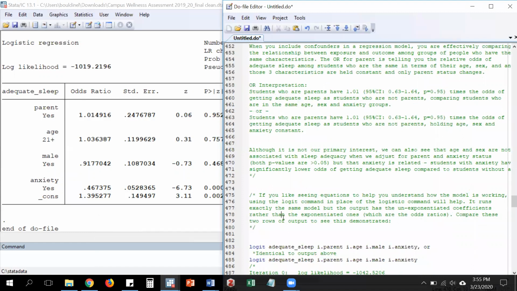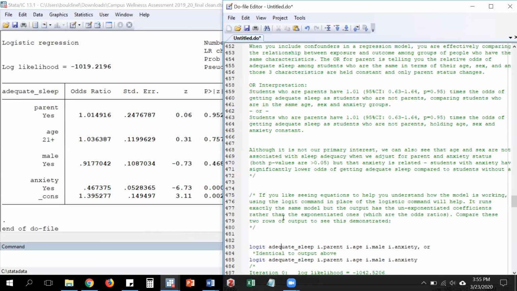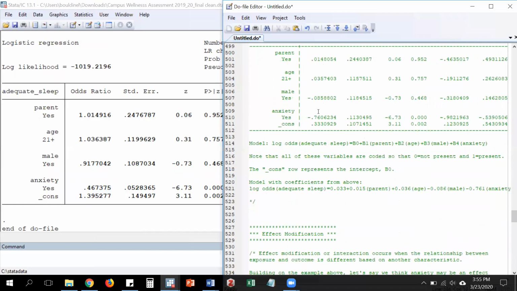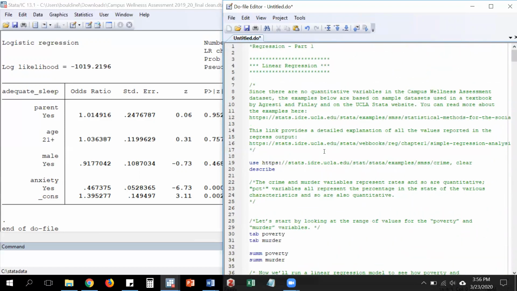Let's see if there's anything else I wanted to say. The rest of this code, I do use that logit command just so you can see what it looks like if you get the unexponentiated estimates and how and why you might use them. I'm not going to talk about effect modification now. I think very few of you are going to be interested in that topic, but if you are, feel free to read on through the rest of this sample do file, but really the logistic section is the one that you're going to need, that you're going to be doing for your group project.